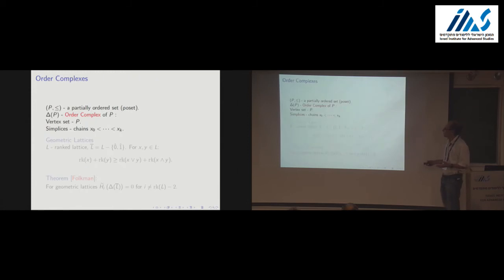Okay, so it has several ingredients. So let me make a small detour into topological combinatorics, or combinatorial topology. Suppose that we have a partially ordered set P, then there is the order complex of P. Its vertex set is just the points of P, and the simplices are ascending chains.